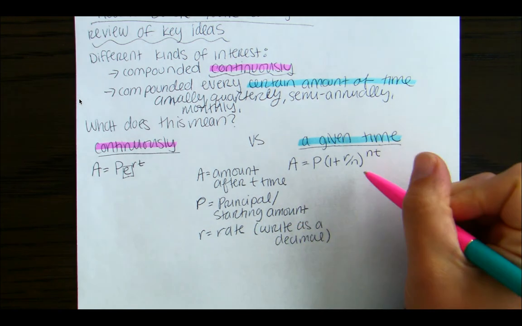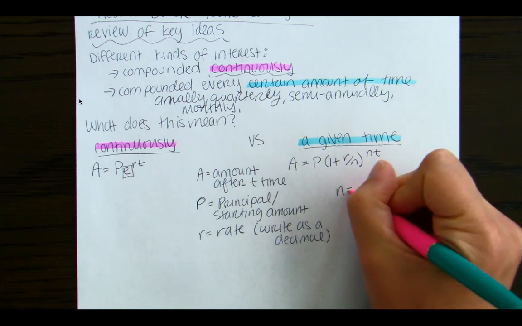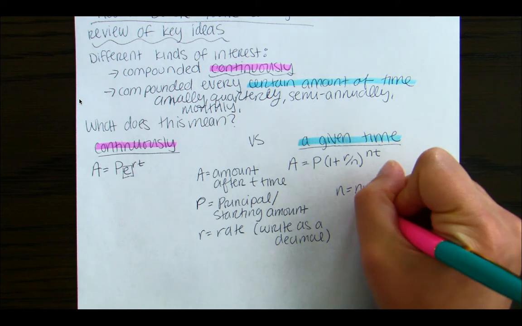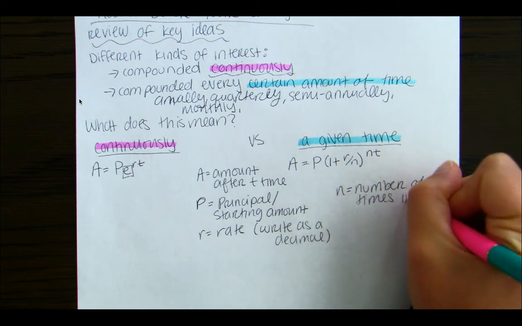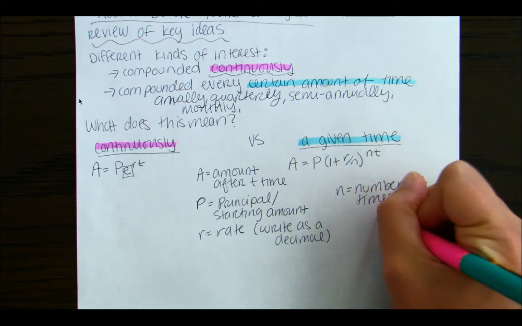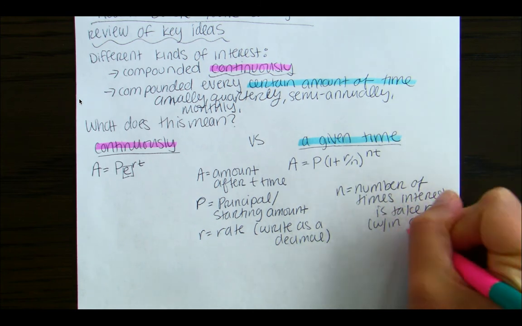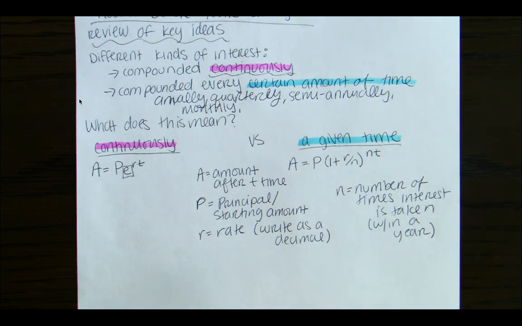And then in this one, the difference is that I have n, which is the number of times interest is taken. And this is usually referring to within a year. So if it's monthly, n would be 12. If it is quarterly, it would be 4 times. If it's semi-annually, it's twice. And if it's annually, it's once. So that's what n is representing.